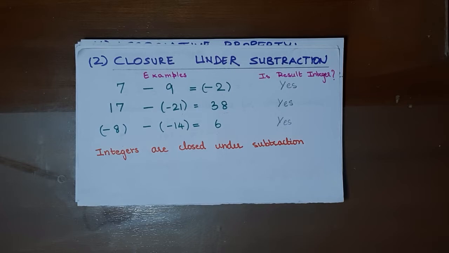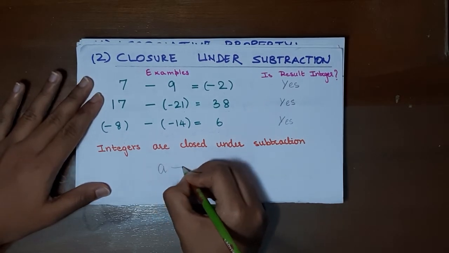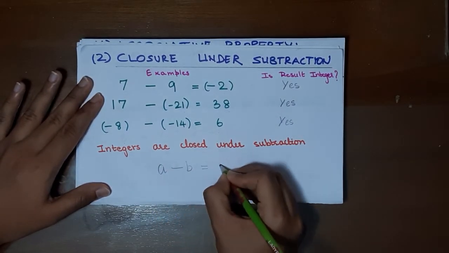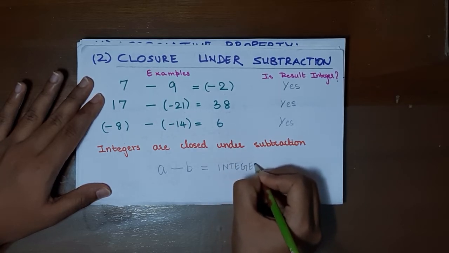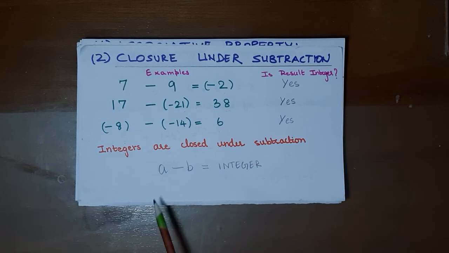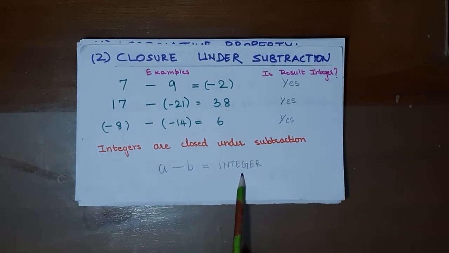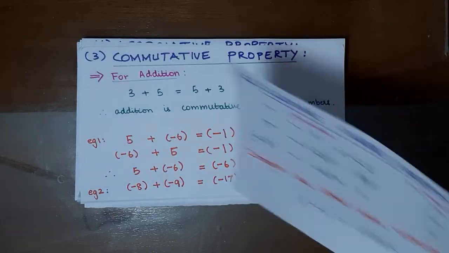We observe that integers are closed under subtraction. That is, for any two integers a and b, we can say that a minus b is also an integer. If we subtract two integers, we get an integer. Hence, integers are closed under subtraction.